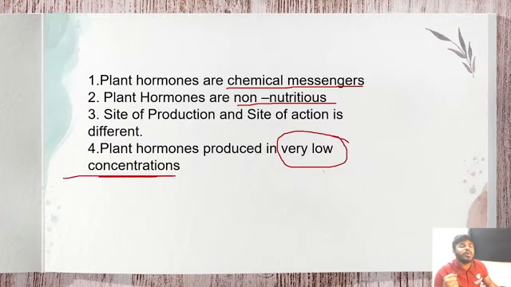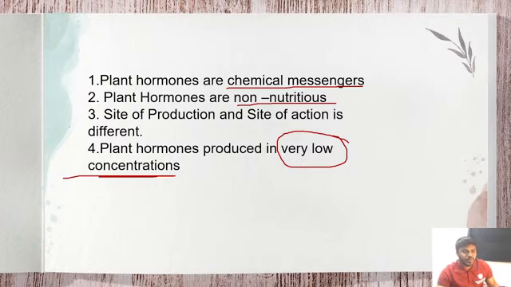My friends, what do you mean by that? Which means low the concentration, high the activity. Always remember, low the concentration, high the activity. High the concentration, low the activity. Every time remember that particular statement. If a hormone is present in the plant body, or even in the animal, you take any organism, if it is in low concentration, it shows better activity. If the hormone is present in high concentration, it shows very low activity.